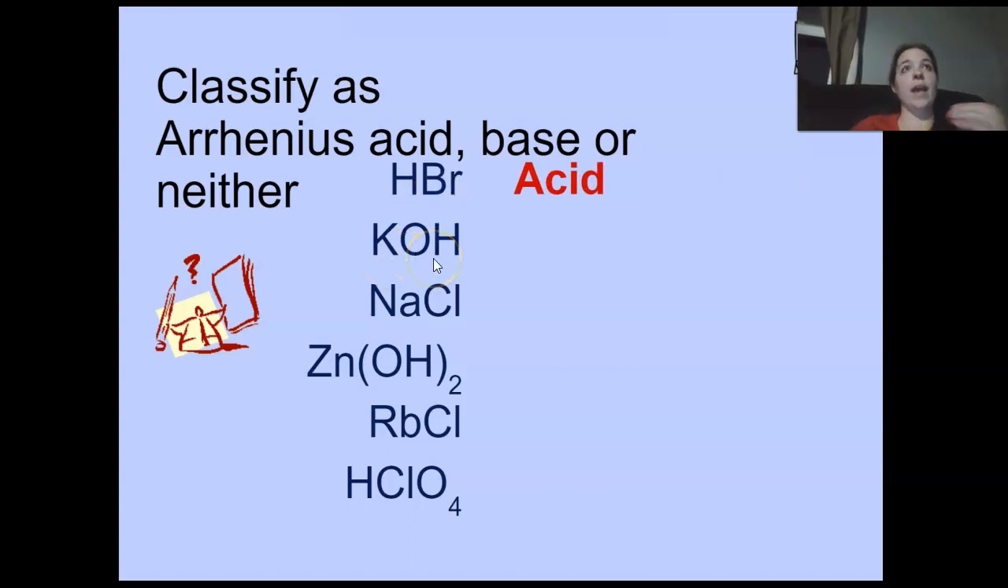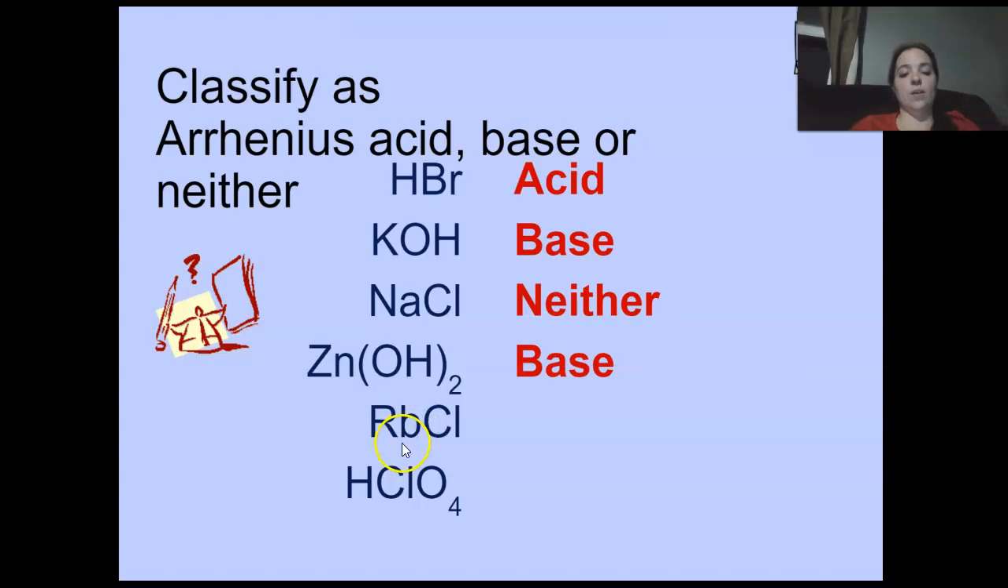So potassium hydroxide, it has hydroxide right in it. So you know if there's a hydroxide, it has to be a base. NaCl, it's sodium and chlorine. No hydrogen, no hydroxide. It is neither. Zinc hydroxide, again, it's got hydroxide right in there. So you know it's a base. Rubidium chlorine, it's neither. And then hydrogen chlorate, I want to say, is an acid because you've got that hydrogen.